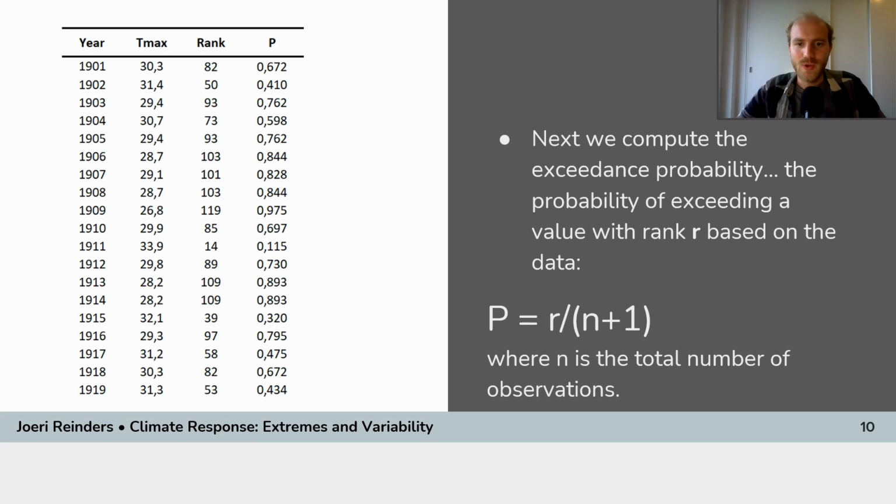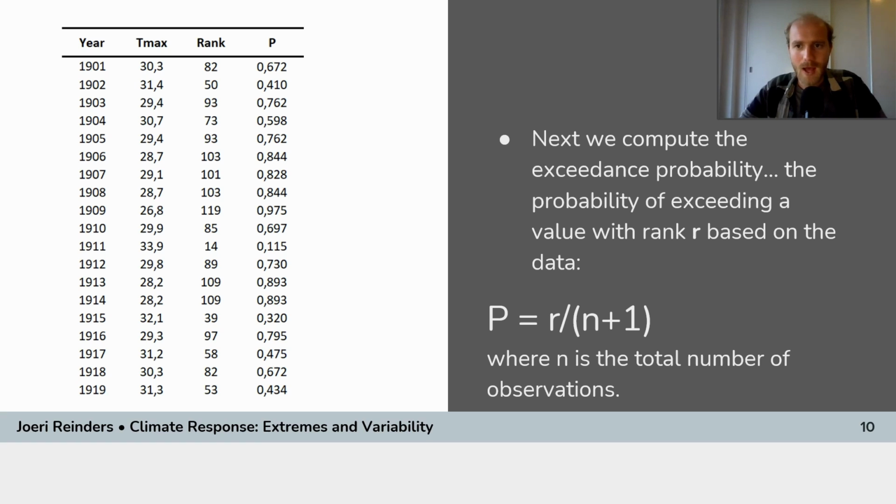That gets us to our next step, computing the exceedance probability. The exceedance probability is the probability that our value will be exceeded in any given random year. For example, 35, which is a pretty high temperature in the Netherlands, has a low exceedance probability. In any random year, we don't really expect it to be larger than 35 degrees. 28 degrees, however, has a high exceedance probability. There's a pretty high chance that that temperature will be exceeded in any random year.